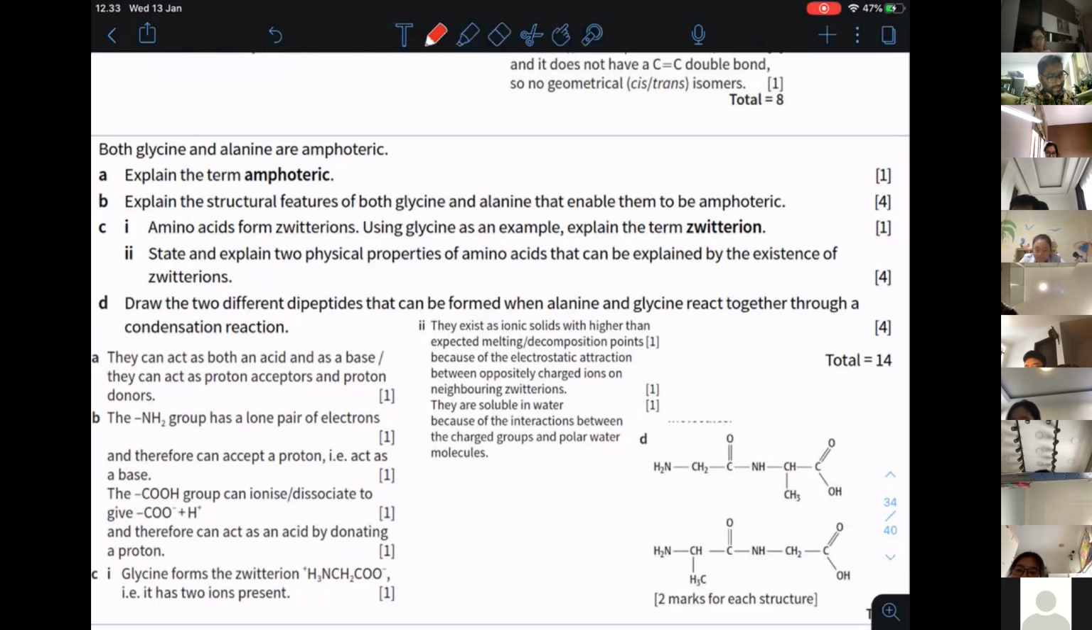This one you read on your own. The next chapter is going to be polymerization. So we have 2 more chapters to go. I think polymerization and analytical chemistry.